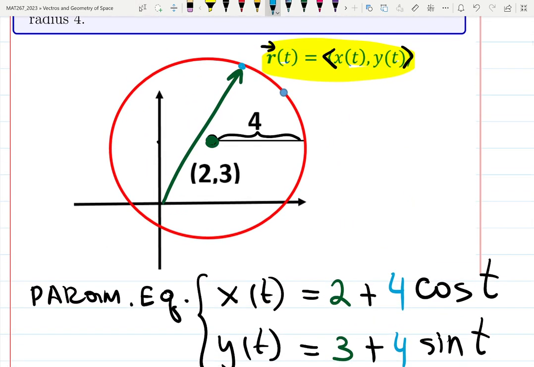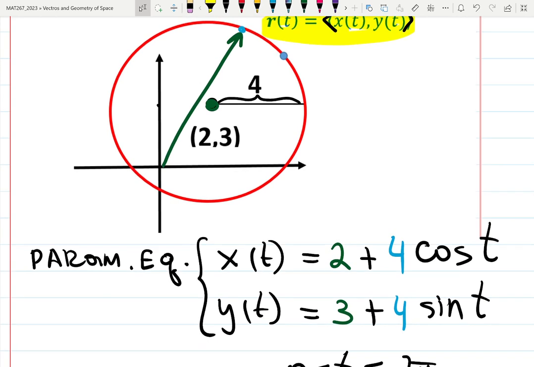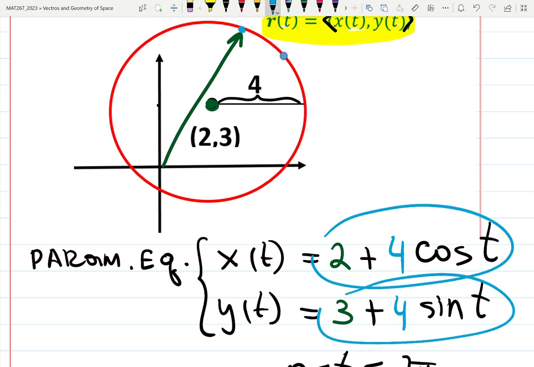So when t is 0, we can calculate this number and this number. Y will be 3, because sine of 0 is 0. And x is 2. So 2, 3. We start from here. We're pointing it here. Then t is growing, and the trace keeps moving. And at some point, it will finish pointing.